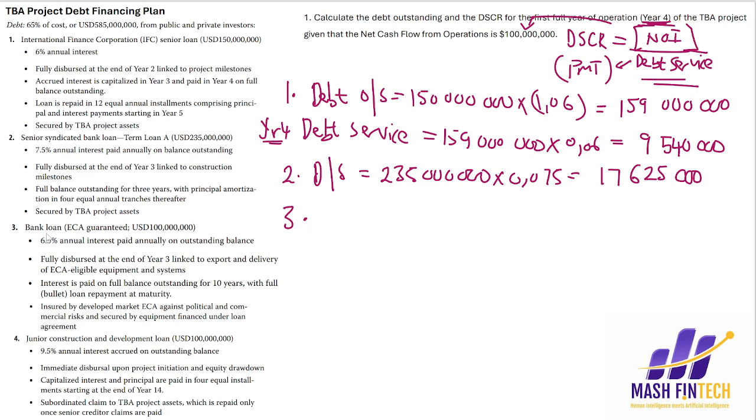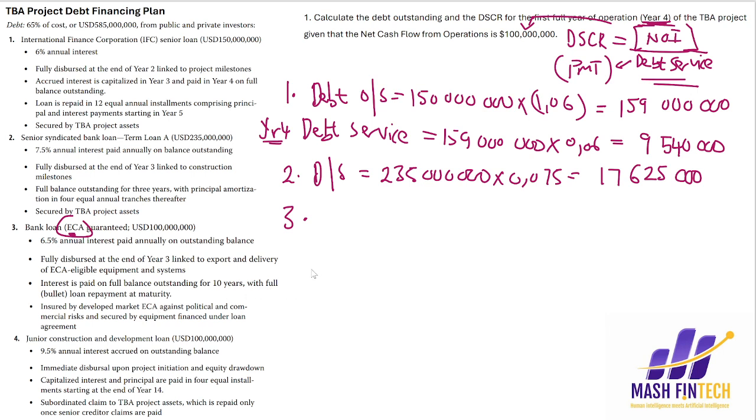The third one is a loan bank, ECA guaranteed. You remember ECA, which I said it's also important. You need to understand there's export credit agencies which are responsible for guaranteeing credit insurance and political risk insurance. These are important for some firms that interact with foreign markets. Anyway, that's not what's important here. What's important is that this debt is 100 million and it pays a 6% annual interest, right? At the end of year 3, linked to export delivery. So it's at the end of the year 3. Interest is paid on full balance outstanding for 10 years with full bullet loan repayment at maturity.